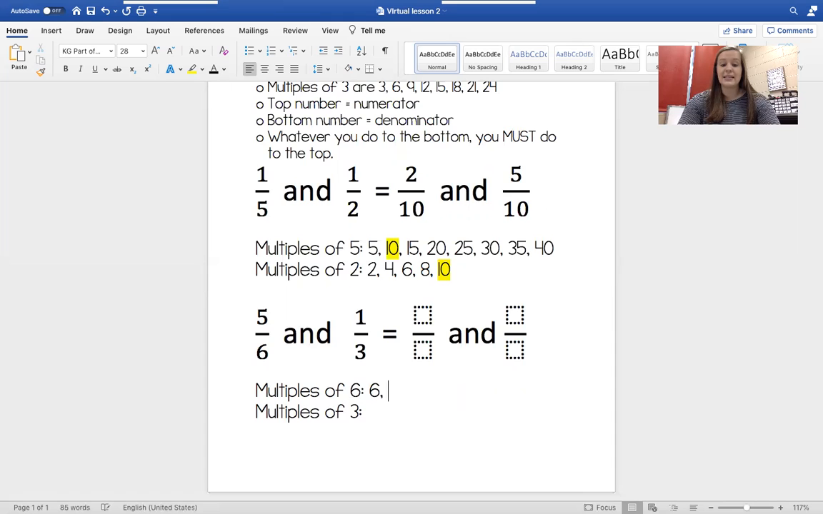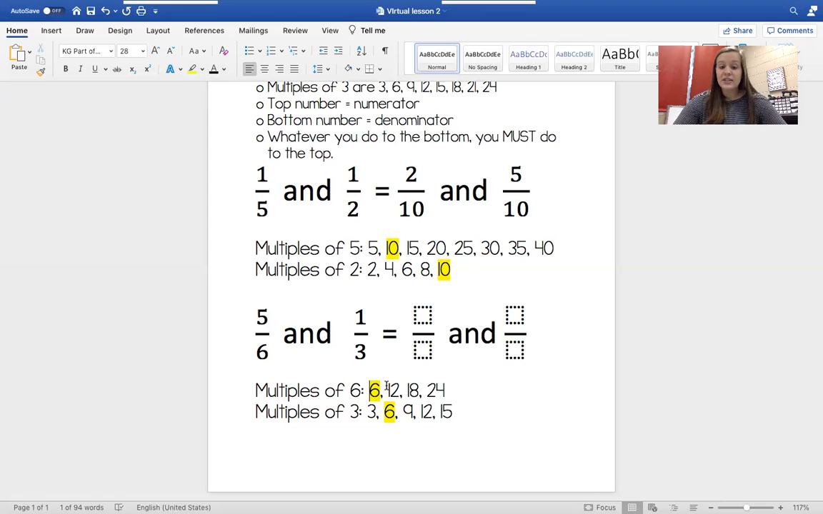Our multiples are 6, 12, 18, and 24, and we'll pause there. We'll go further if we need to. Let's just list the multiples of 6, and then we'll go back and look for that least common multiple. 3, 6, 9, 12, 15. We'll pause there. So let's see if they have any in common or if we need to keep going. All right, the first multiple of 6 is 6, so let's see if that's a multiple of 3. It is. So we found the least common multiple.